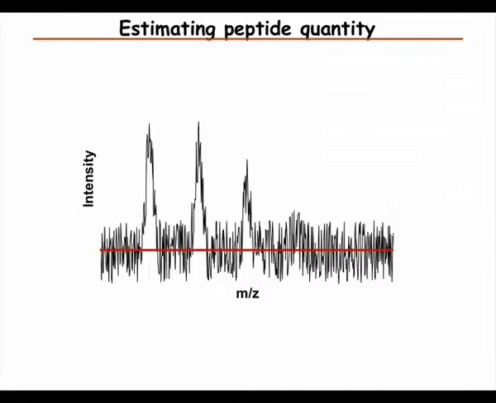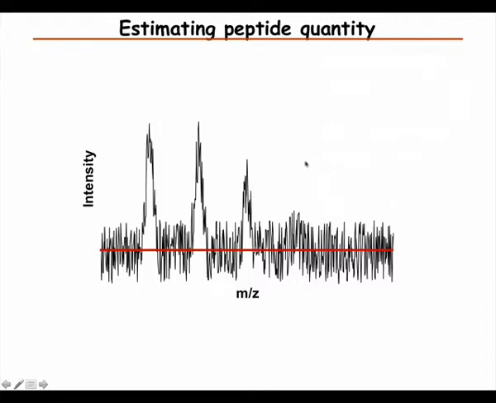So now the question is, how do we estimate peptide quantity from the peaks we measure in the mass spectrum? There are a few different ways. Usually you have a background, which is what this red line indicates, and we want to subtract out the background, because otherwise our measurements are not good. But that's usually quite straightforward to do.